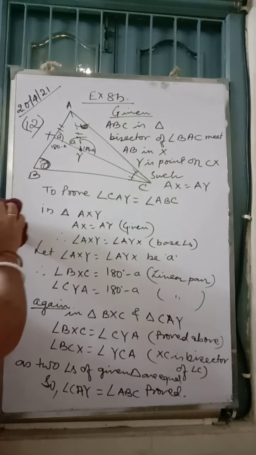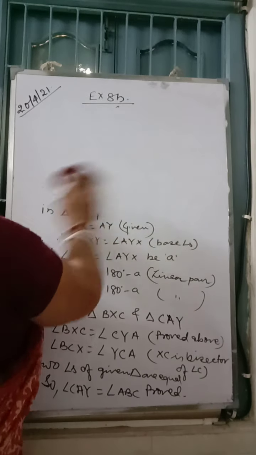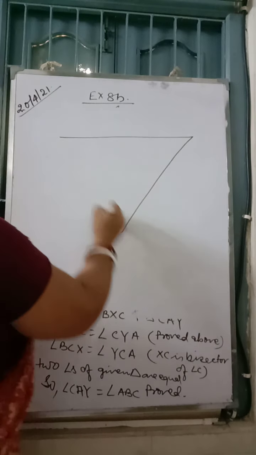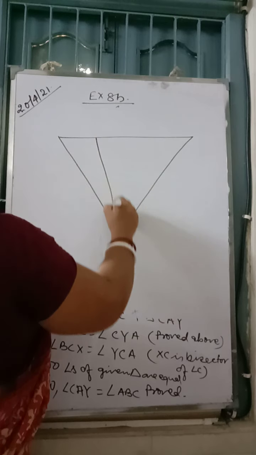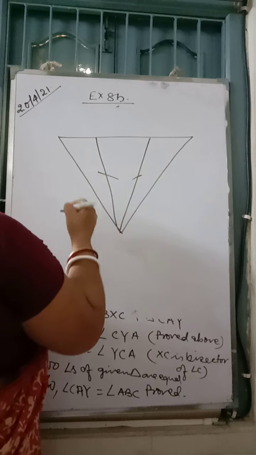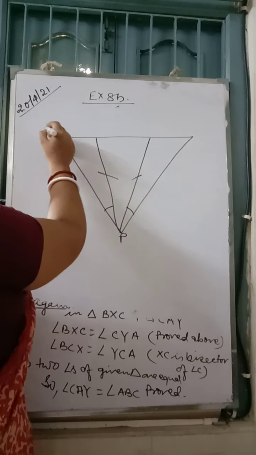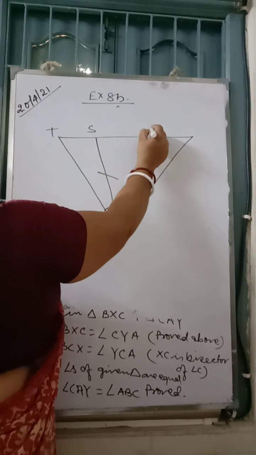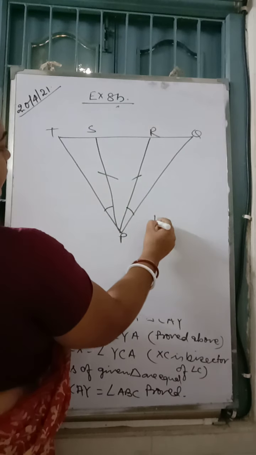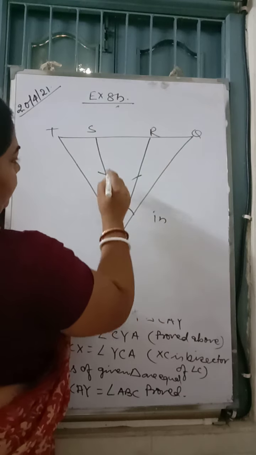Now question number 13. Just see the figure here. You are given a figure like that. These two sides are equal. This is P. This angle and this angle are equal. T, S, R, Q. Now in the triangle, you have to prove that PQ is equal to PT.